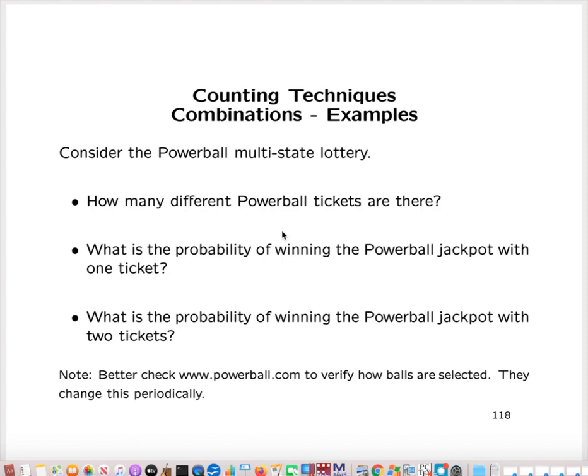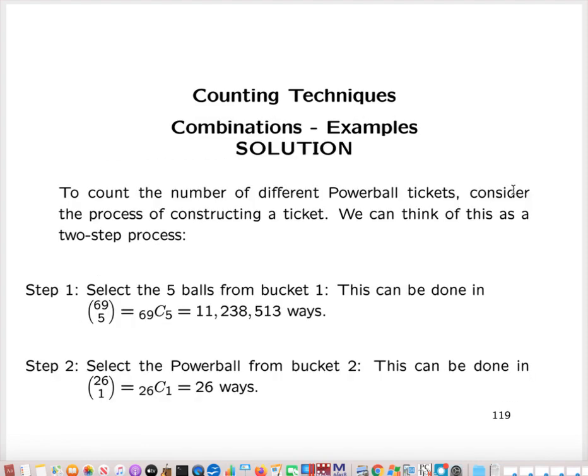Okay, so this is an interesting example. Consider the Powerball multi-state lottery. All right, so maybe you've played Powerball occasionally. How many different Powerball tickets are there? And then once we calculate that, we want to answer the question, what is the probability of winning the Powerball jackpot with one ticket? And then what is the probability of winning the Powerball jackpot if we buy two tickets? All right, so let's take a look.